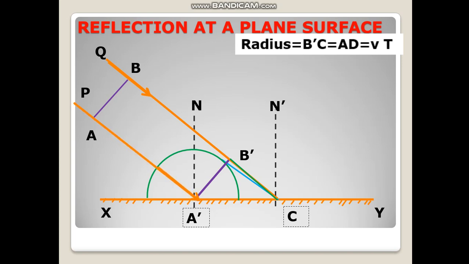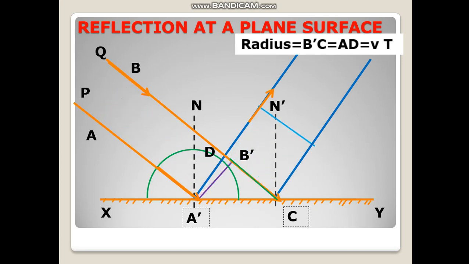Now these are the incident rays. We have drawn a tangent at point D. Now we draw the reflected ray like this. So we have these two as the reflected rays. So the incident wavefront goes out as a reflected wavefront.